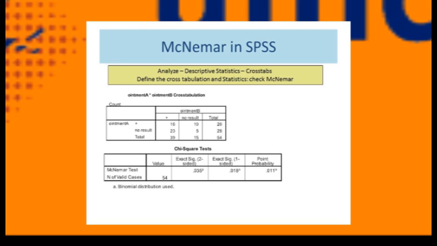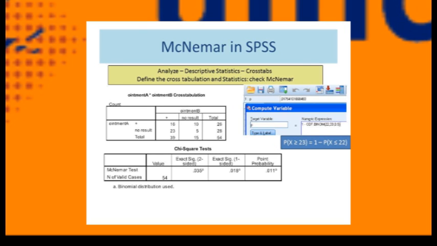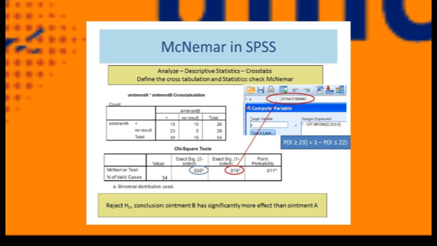In the output, 3 p-values will be given. The one-sided p-value has been calculated using the binomial distribution. As we can check, the probability of finding 23 or more equals 1 minus the probability of finding 22 or less. This one-sided probability can be rounded to 0.0175 and will give a two-sided p-value of 0.035. If alpha equals 0.05, the p-value is smaller than that, so we can reject the null hypothesis. Ointment B has a significantly better effect than ointment A.